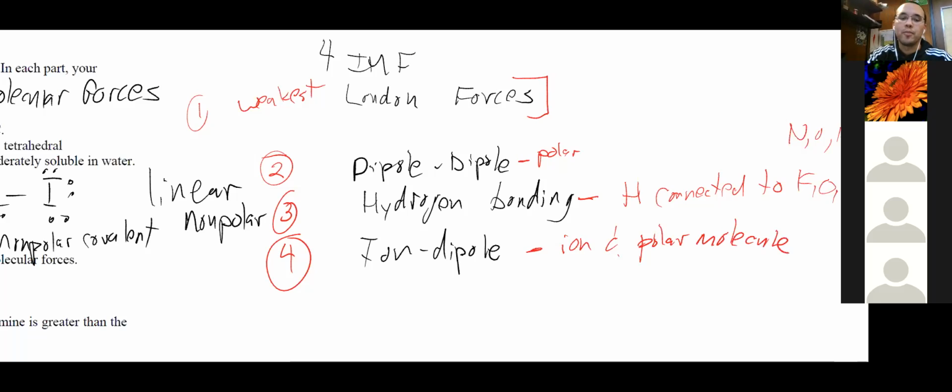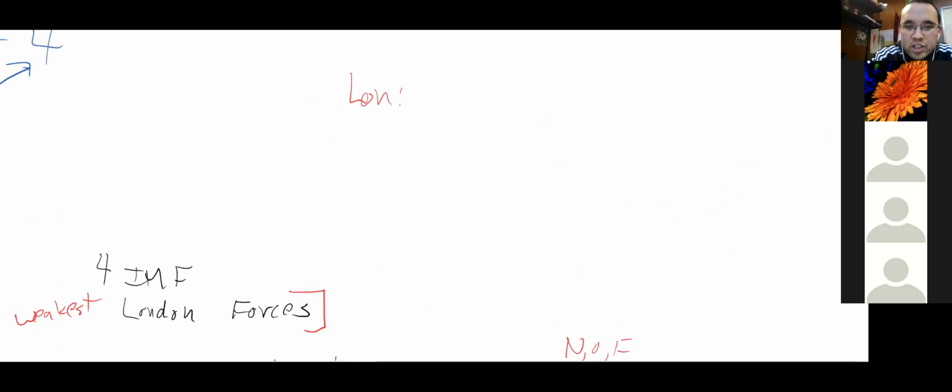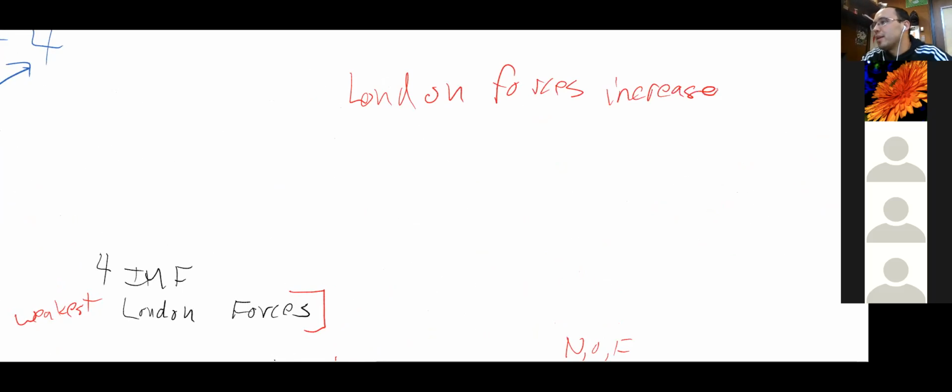Okay. So now we know that we only have London forces for our F2 and our I2. And so London forces get stronger with what? Dipoles. So London forces are not related to dipoles. So we are not worried about dipoles when we talk about London forces. So what makes London forces stronger? Bonding pair. Right? So it's tied in with our molar mass.